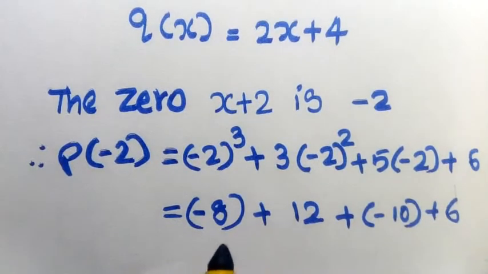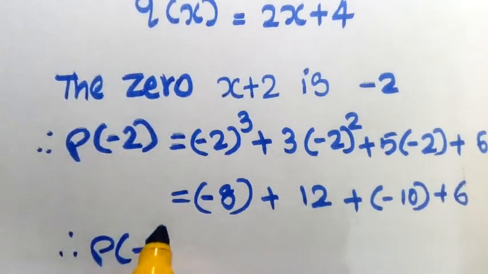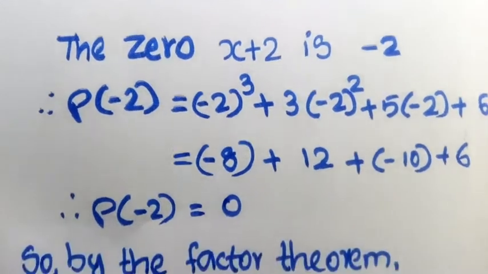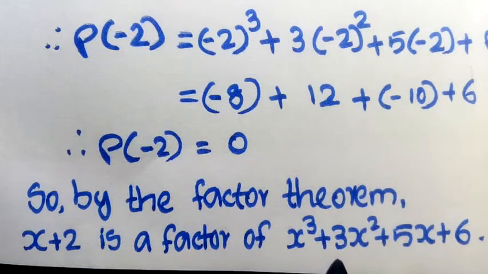Next, minus 8 plus 12 is 4. 4 plus minus 10 is equal to minus 6. Minus 6 plus 6 is equal to 0. Therefore, p of minus 2 is equal to 0. So, by the factor theorem, x plus 2 is a factor of x cube plus 3x square plus 5x plus 6.